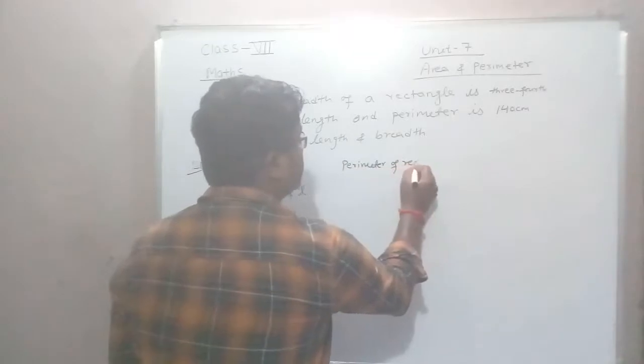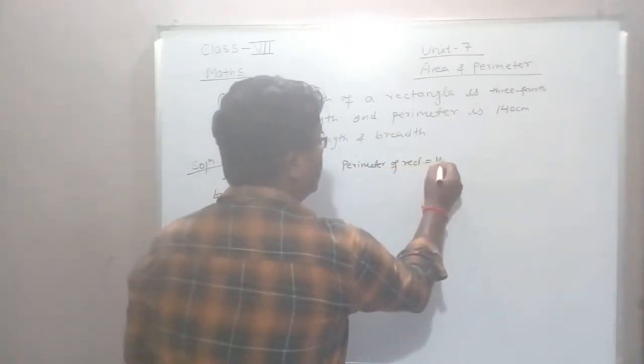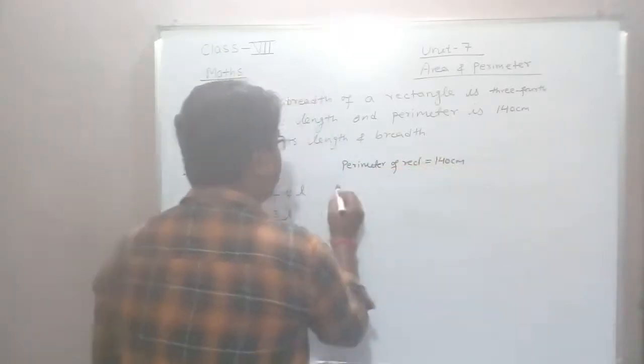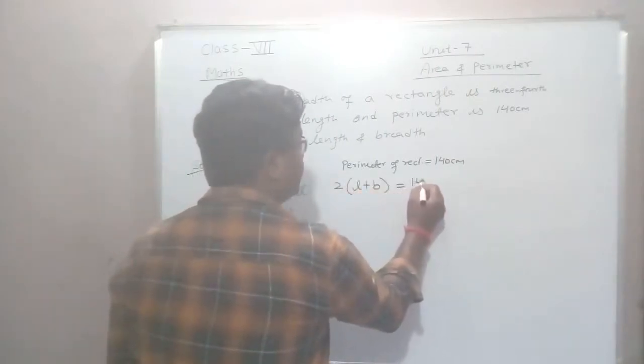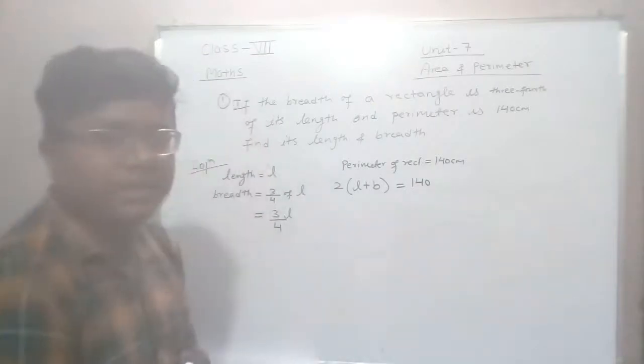The perimeter of the rectangle is given to us. What is given to us? 140 centimeter. So we have the formula for perimeter: 2 in bracket (L plus B) is equal to 140. The unit I have left; at last we will write the unit.